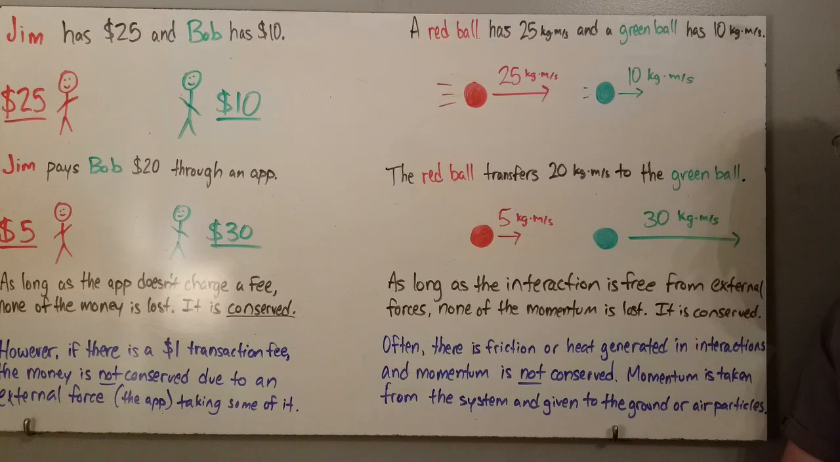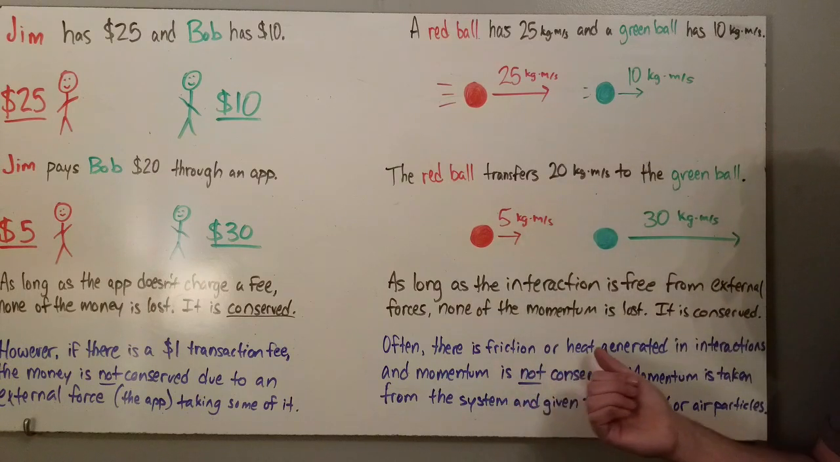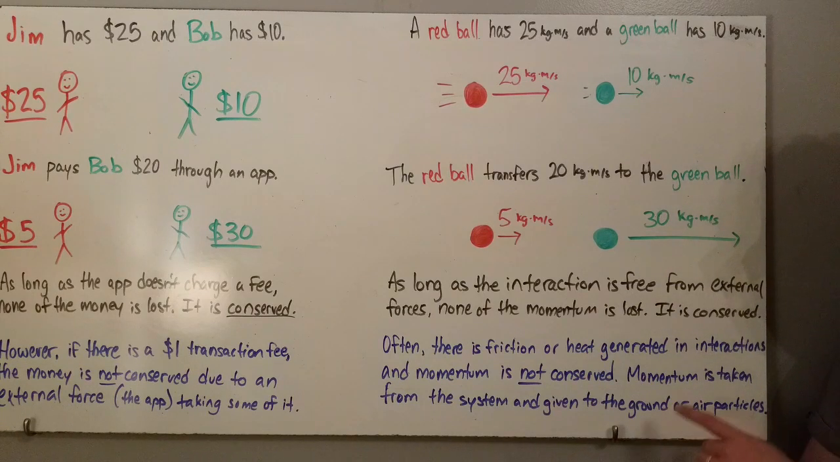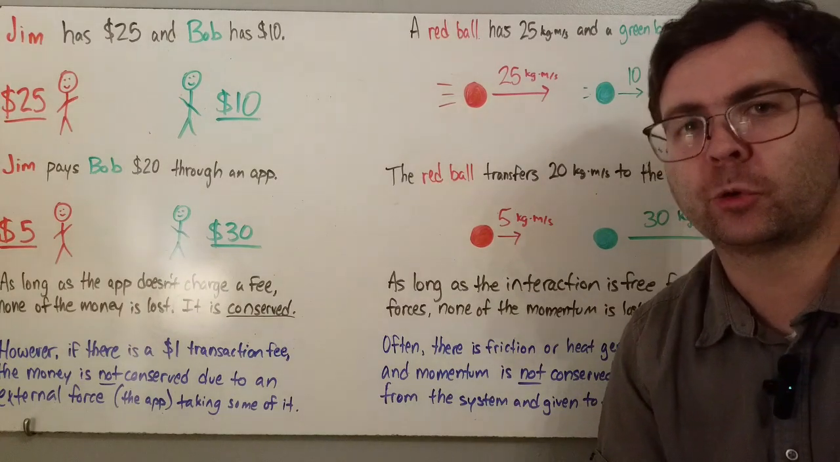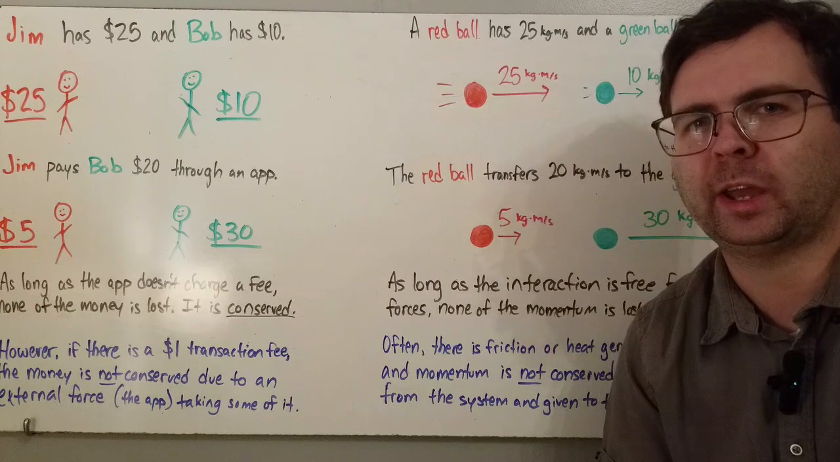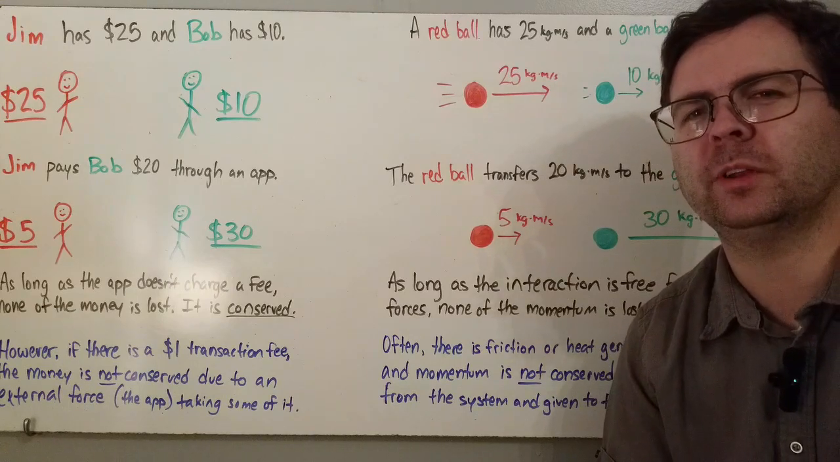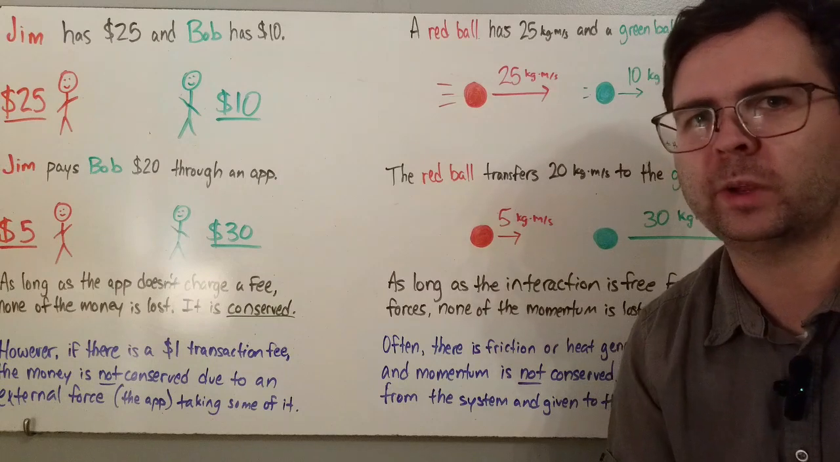However, often there is some loss of momentum. There's often some kind of force involved, like friction or heat being generated in the collision. And so often we do lose a little bit of that momentum, and we end up having momentum not being conserved. Momentum is taken from the system and given to the ground or air particles in the heat that's generated. And so oftentimes momentum is not truly conserved in the situation, but we try to keep things simple in physics. We try to analyze things as simply as possible, and we can often neglect or ignore these small losses of momentum due to friction or heat.